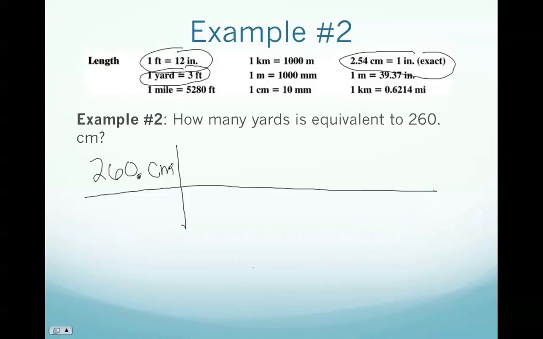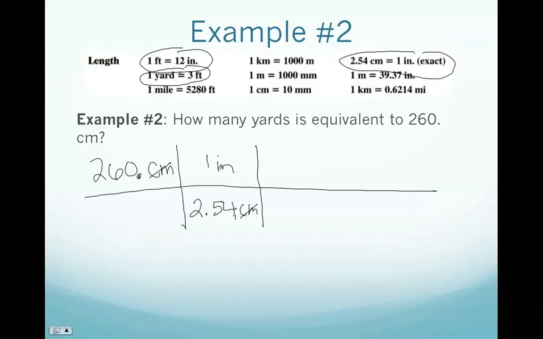Now, which one do I put first? Well, if I'm starting with centimeters, I have to have centimeters in the bottom. So I'm going to use my conversion factor equality that goes from centimeters to inches. So I'm going to have my centimeters, which goes along with 2.54 centimeters, which is equal to 1 inch. All right, so I can see my centimeters cross out there. Okay, remember, the two values that go above and below each other have to be equal to each other in order for this to work.